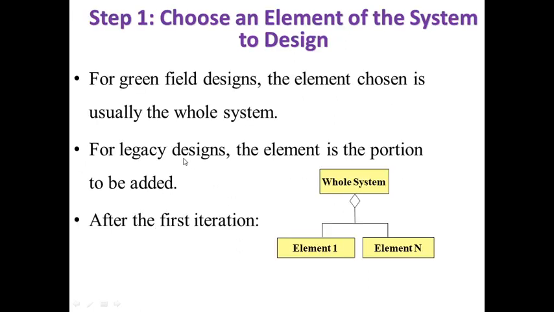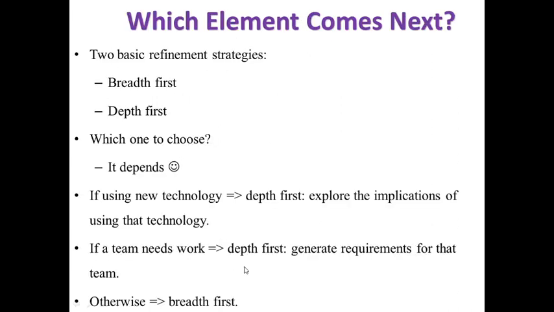First step, choosing the element of the system design. Already we have studied that the whole system is going to be divided into many new components. So those new components have been colored as green. For green field designs, the element chosen is usually the whole system. For legacy design, the element is the portion to be added. After the first iteration, the same thing has to be checked.